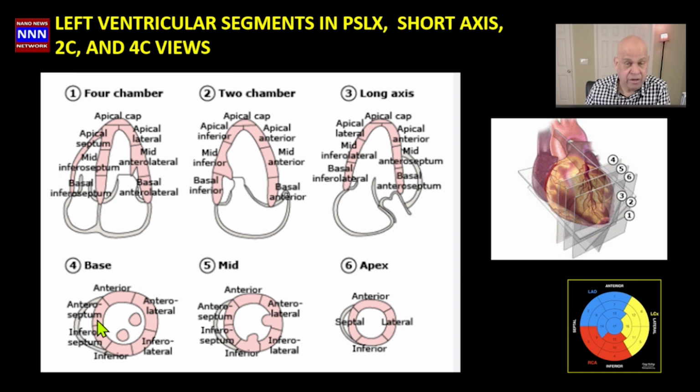So which is the actual septum? That is a question. That's why these terminologies, even by the American Society of Echocardiography, are sort of confusing, because they don't really clarify. So if we have the anterior wall, we have the inferior wall, we have the anteroseptal and inferoseptal. So where is the clearly defined septal region? It's not defined here.